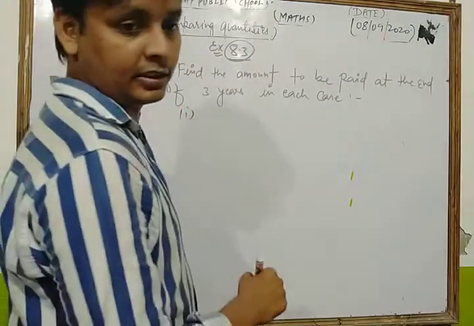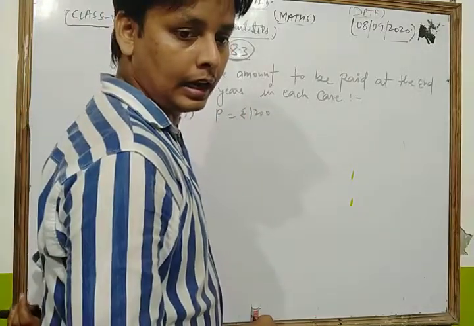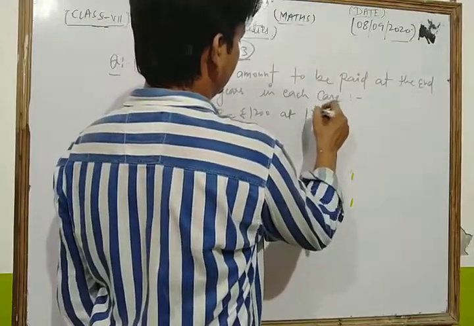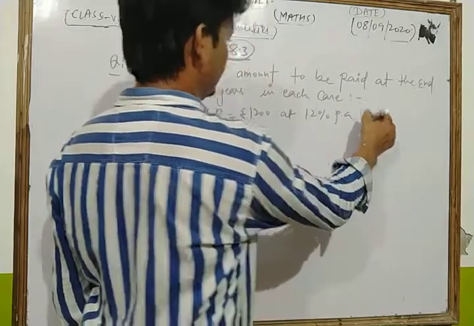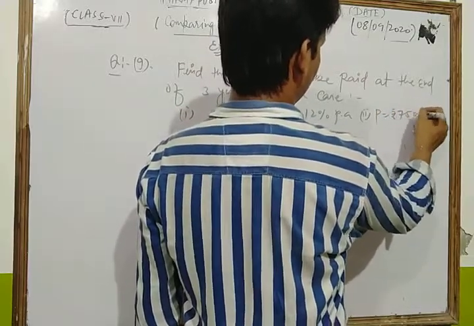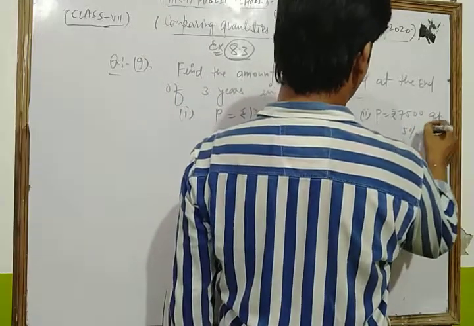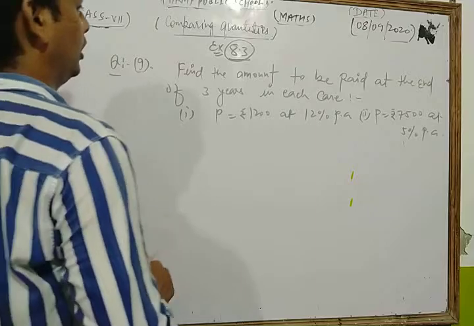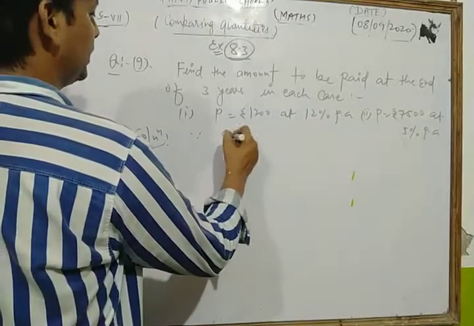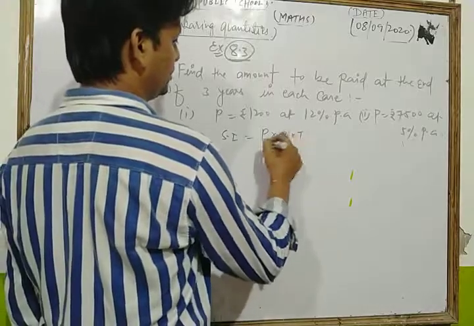First case is principal given as rupees 1200 at 12% per annum, and the second one is principal rupees 7,500 at the rate of 5% per annum. Now look, we find the amount in each case. We take the first question first. You know that simple interest is equal to P into R into T by 100.